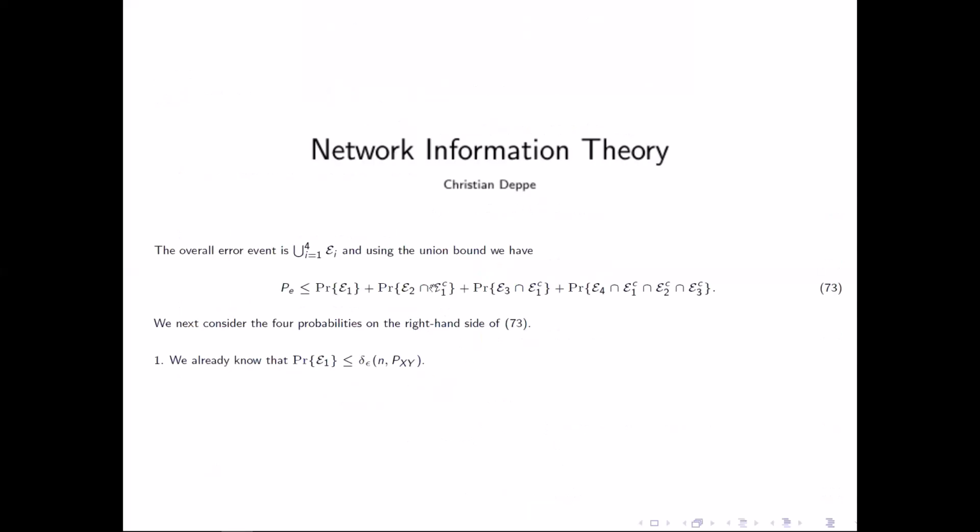Now we use the union bound again, and we say that the error probability is smaller than the probability of E1 plus the probability of E2 and E1 complement, plus the probability of E3 and E1 complement, plus the probability of E4, E1 complement, E2 complement, and E3 complement. To see this, we will look at the following.